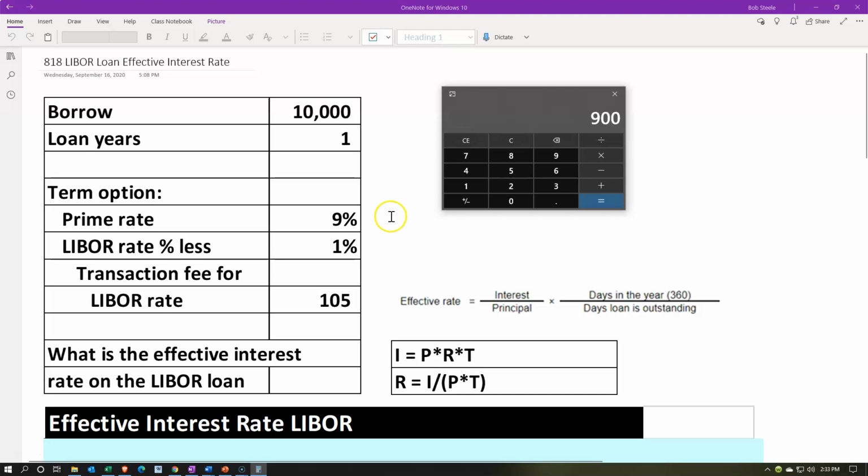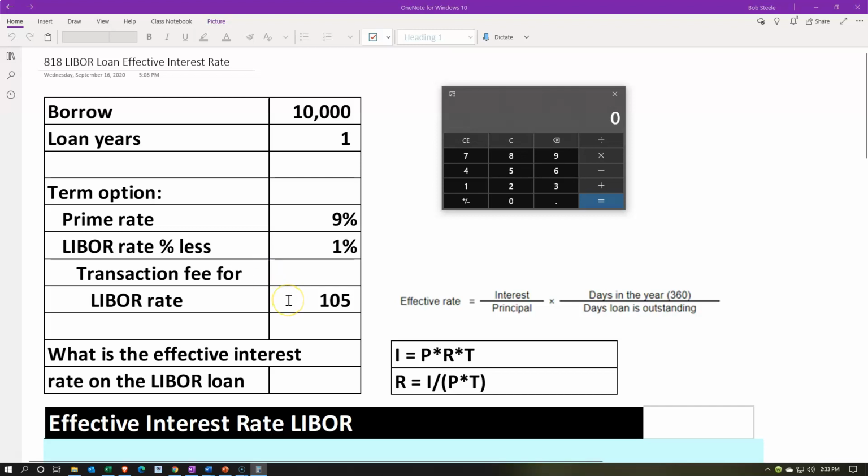But what if we got this LIBOR loan, where they're going to take the prime rate and say minus 1, which would mean an 8% rate. That's straightforward. That's 8%. But then they're going to tack on this fee of $105 for the loan. And that complicates things, because normally, if it was just 8%, I'd say I'd want this loan because it would be at 8% rather than 9%, which is better, everything else equal.